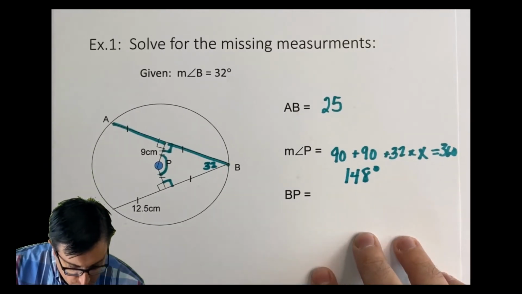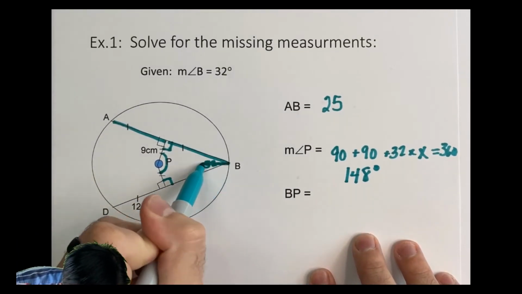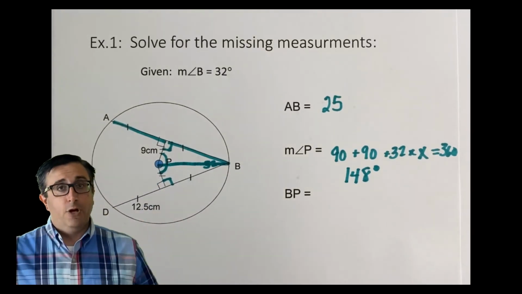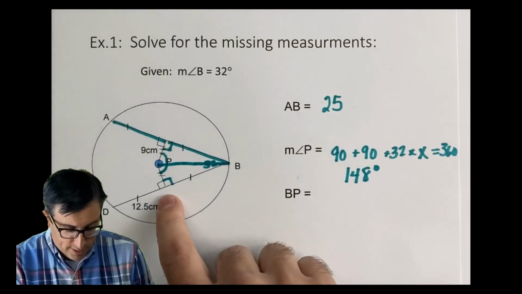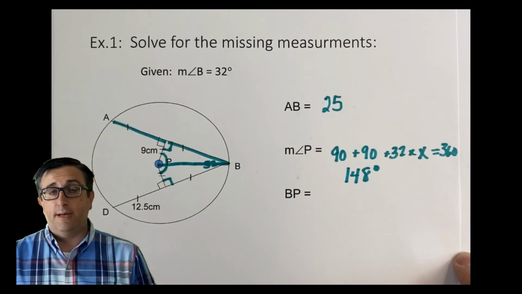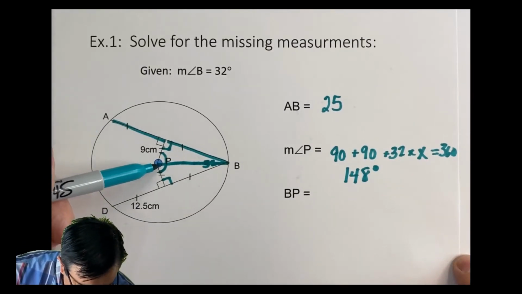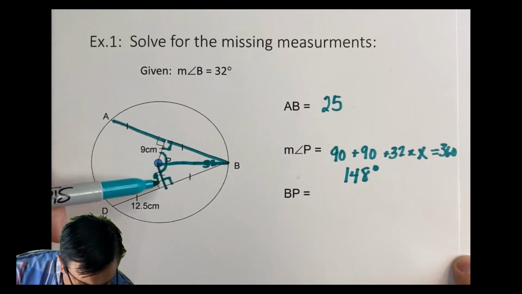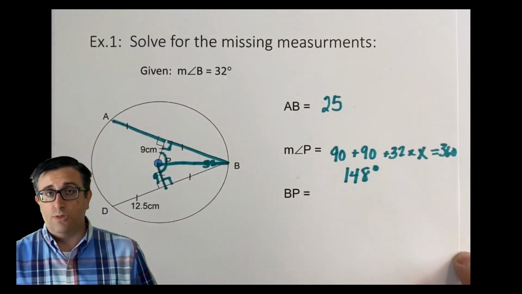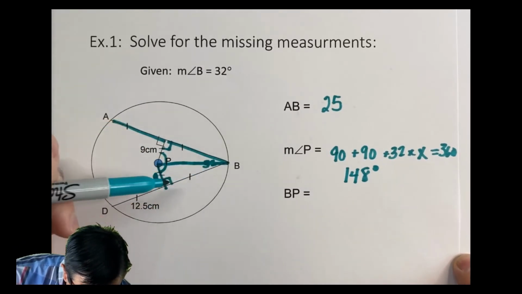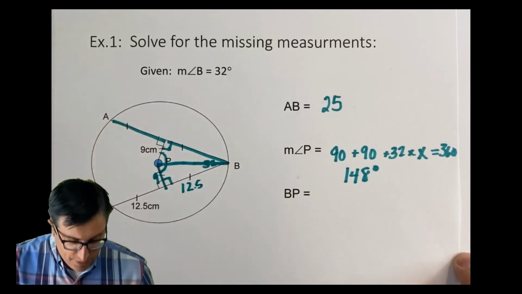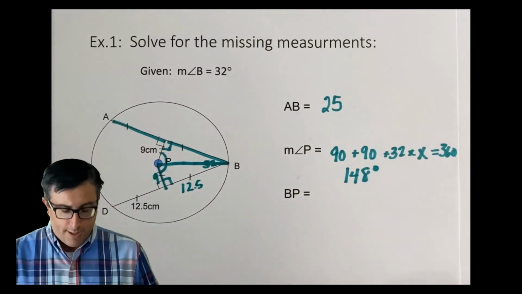Now BP is the last problem that we need to solve. We need to find this segment right here. Knowing that it's a right triangle because of this right angle means we should jump immediately into Pythagorean theorem. This section is 9 because the section north of it is also 9. This section is 12.5, and we're looking for a hypotenuse.